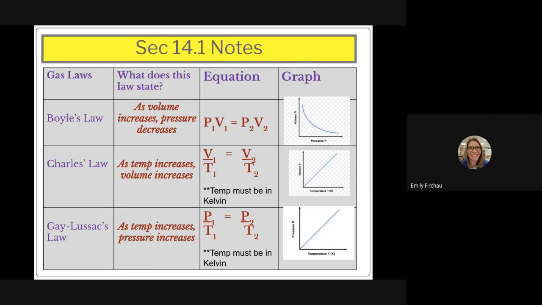So Boyle's law relates volume and pressure. As volume goes up, pressure goes down. That's an inverse relationship. If it's inverse, the graph is going to be curved like this, just like the ones that you drew in your notebook yesterday. And then the equation, which is what we use for our practice problems, is P1 times V1 is equal to P2 times V2.